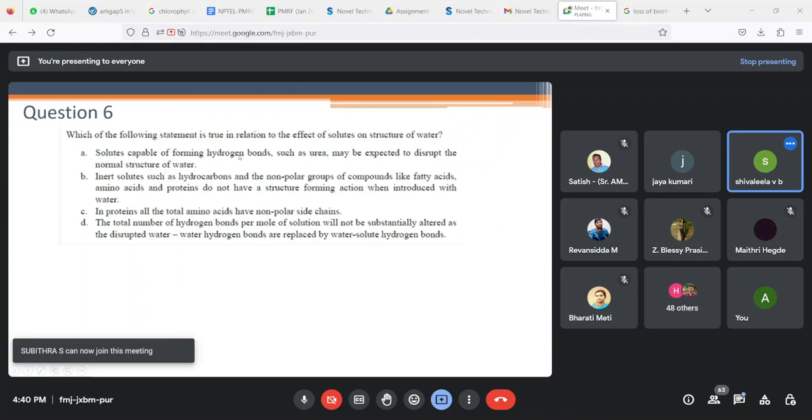So when you add solutes capable of forming hydrogen bonds such as urea, you will not disrupt the normal structure of water, because your water-water hydrogen bonds will be replaced by water-solute hydrogen bonds. Whereas in case of your non-polar groups such as fatty acids, they will not prefer to interact with water, and hence the water-water hydrogen bonds will not be disrupted. Is this clear?